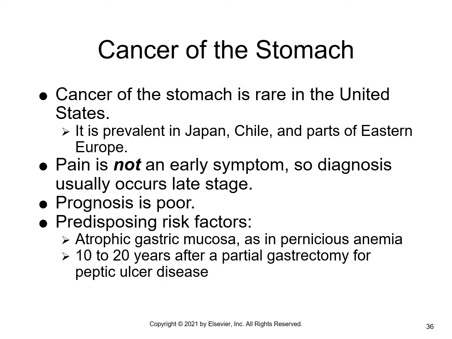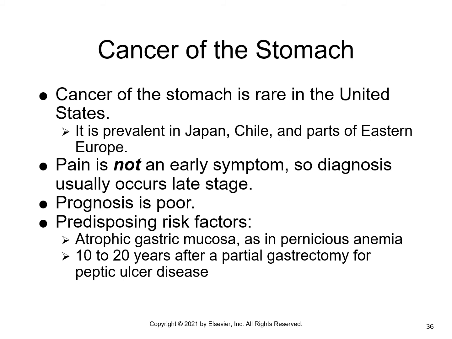Now, cancer of the stomach is more prevalent in Japan, Chile, and parts of Eastern Europe. The unfortunate thing is that they usually don't have a lot of pain, so lots of times they're not going to get diagnosed with stomach cancer until it has already metastasized to other regions of the body and it's too late to really treat the patient. So because of that late diagnosis, the prognosis for cancer of the stomach is typically pretty poor.